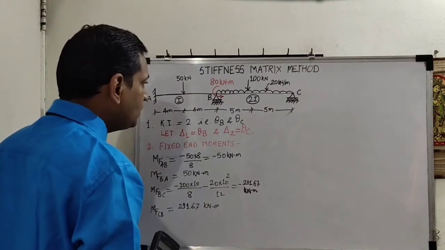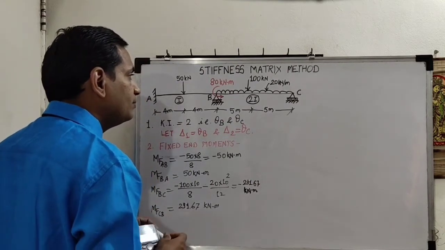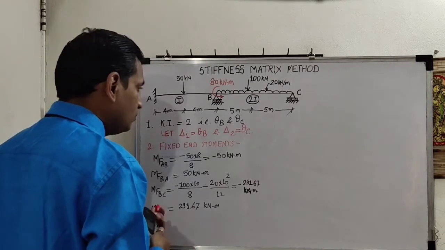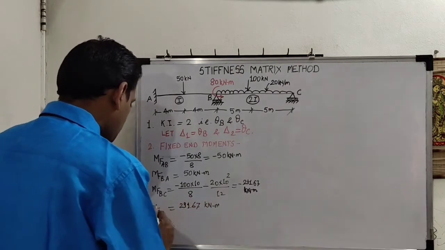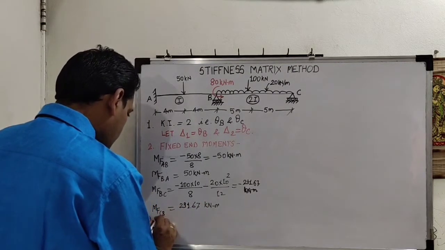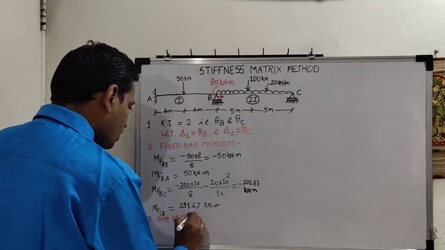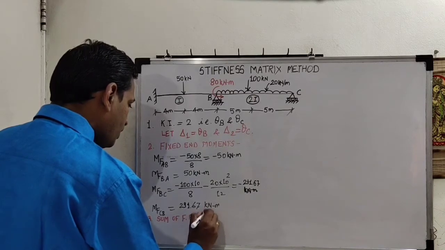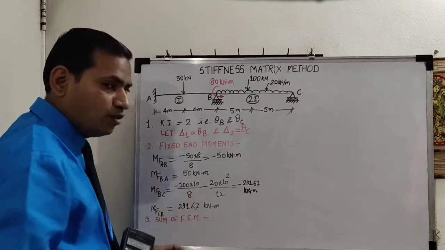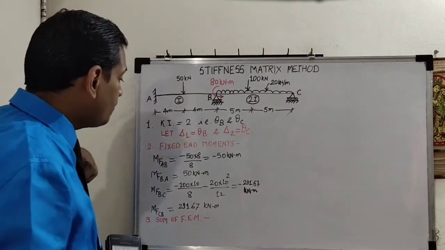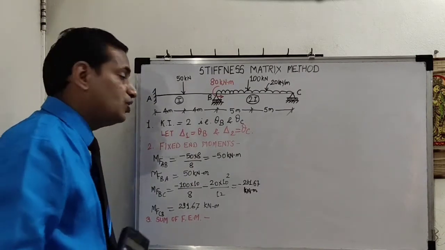Now what will be step 3? Sum of fixed end moments. Correct? So let us write sum of fixed end moments. I will repeat why sum of fixed end moments, because our two unknowns are rotations, and when unknowns are rotations we have to go for summation of fixed end moments. When our unknowns are linear displacements, we have to go for algebraic summation of reactions.